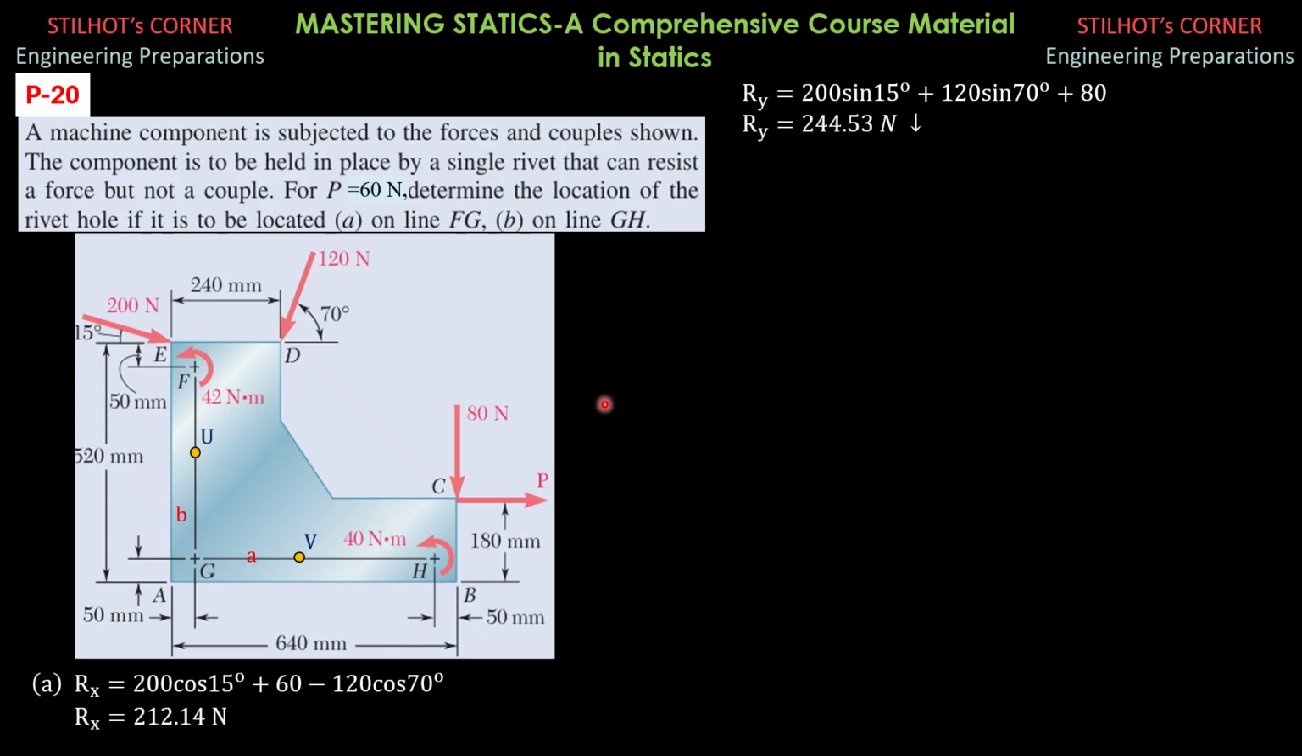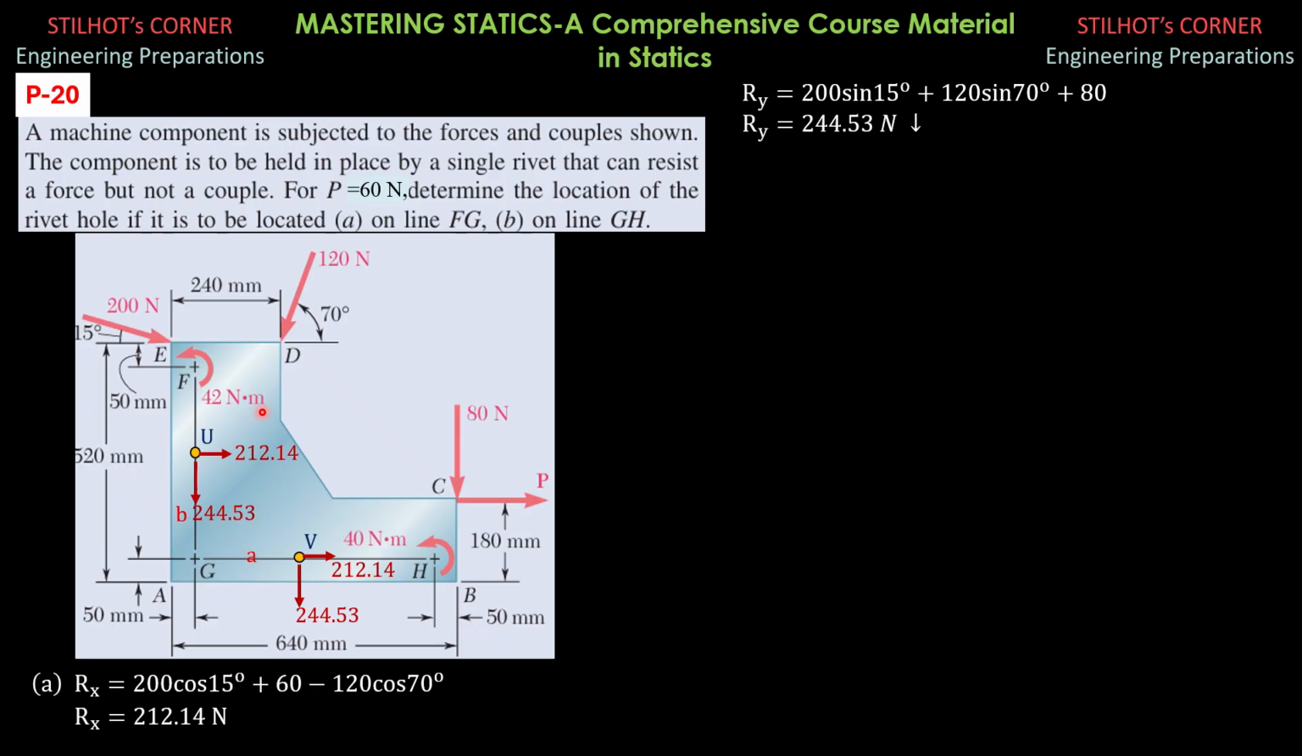So the components are placed, and we call this A. The rivet position on line GH from G is A. Then on line FG, the distance of that rivet from G is denoted by B. And these are the components of the resultant. So let's solve for the moment about G, and let's consider counterclockwise positive.